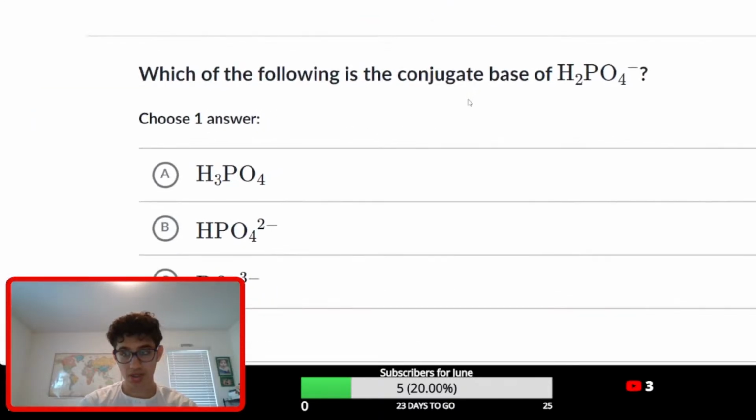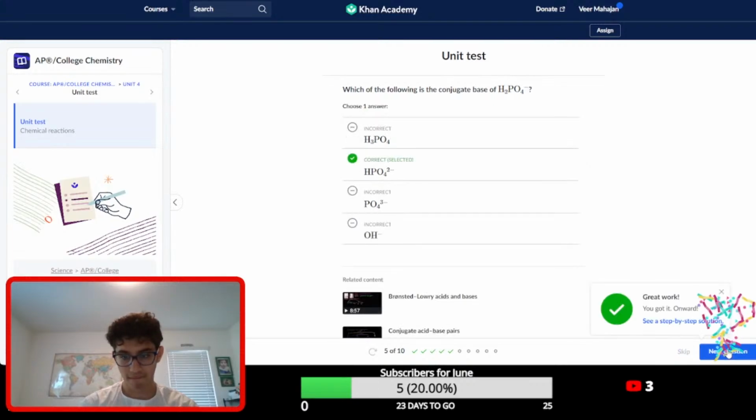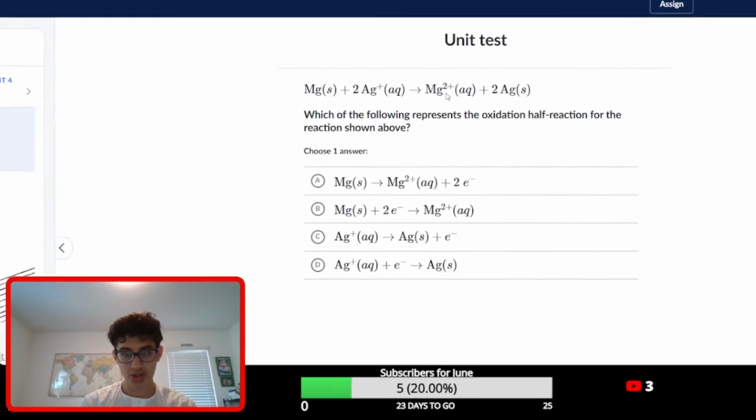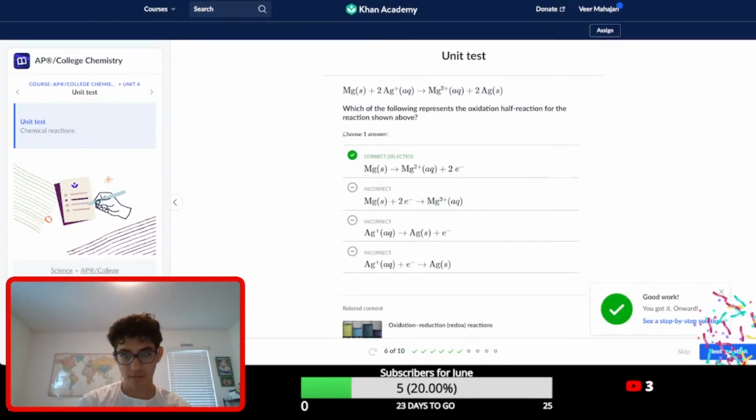Okay, what's a conjugate base? The conjugate base will just have one hydrogen fewer than this. So it'll just be this one. Which of the following represents the oxidation half reaction? So in the oxidation half reaction, it'll be the magnesium part. So it should be this. Just let me make sure though. Yeah, oxidation means the oxidation state will increase. So it's going from nothing to 2 plus. So that's the oxidation half reaction. And then to balance the charges, you'll put 2 electrons there. So that should be right.